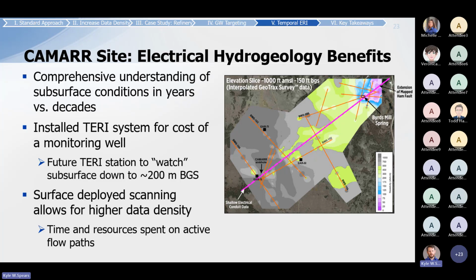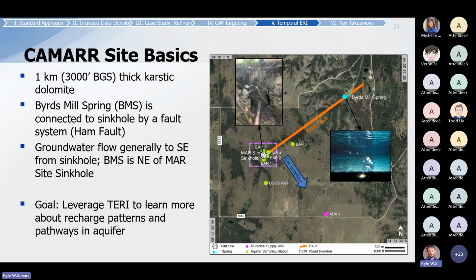So with an understanding of the semi-regional setting, we know we've got up to a kilometer thick of karst dolomite, and on the edge of that sits Bird's Mill Spring, which has connection through a fault to a sinkhole up gradient. The thought was a nearby town wanted to use this as an enhanced aquifer recharge site. However, that Ham fault as a flow path is only active during certain water table conditions, but that gives them the ability to maybe augment that and work with it, because these electrical scans provided them the data density to understand the system enough to even consider things like that.